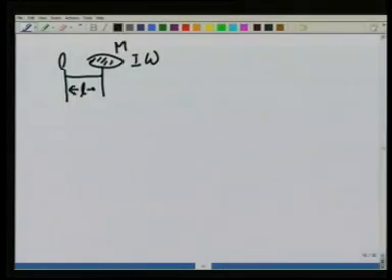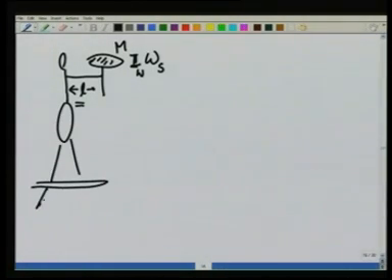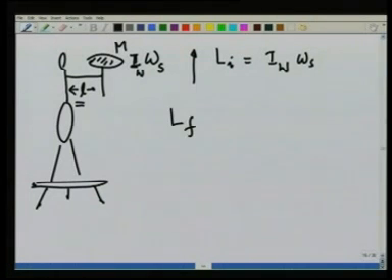So, let us try to analyze what happened. When I was holding this wheel, let its moment of inertia be I wheel, let it move with the speed omega s, let its mass be m, and let the length of my arms be L, and I was holding it on the platform. When I tilted it, the initial momentum L initial was I wheel times omega s, L final is going to be minus I wheel omega s, because I have tilted it like this.